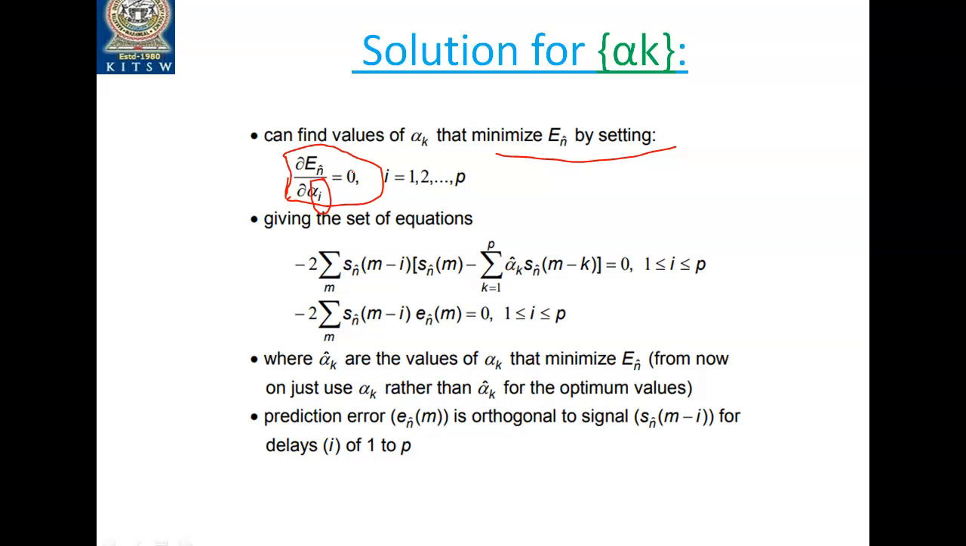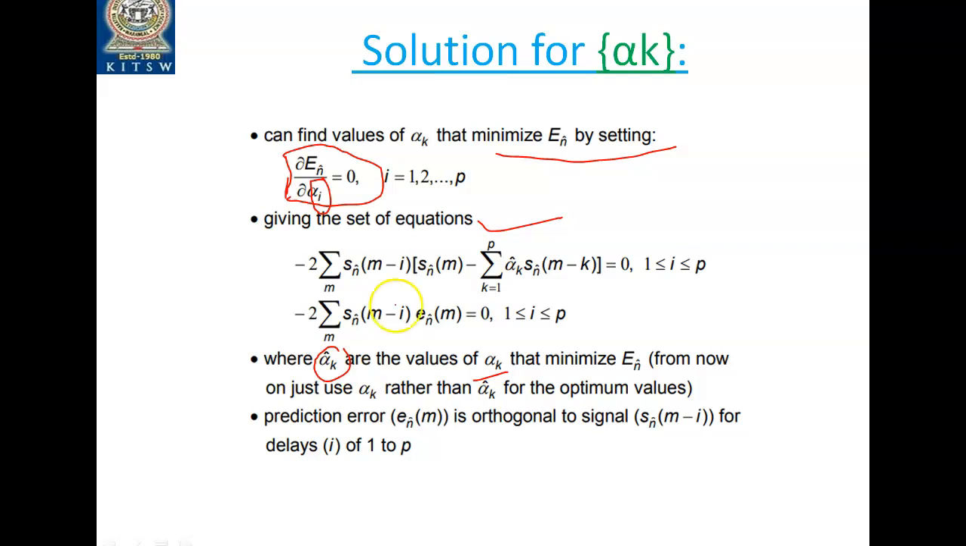Now let's see in what way we get the solution for this, which will give a set of equations. We will have minus 2 summation. It's just like when you take the derivative of a minus b whole squared: first it becomes 2 into a minus b, and then we independently take the derivative of the variable. The same way we do it here, where alpha k cap are the values we have taken, so that they minimize E_n. So the prediction error is orthogonal to the signal for the delays i of 1 to p.